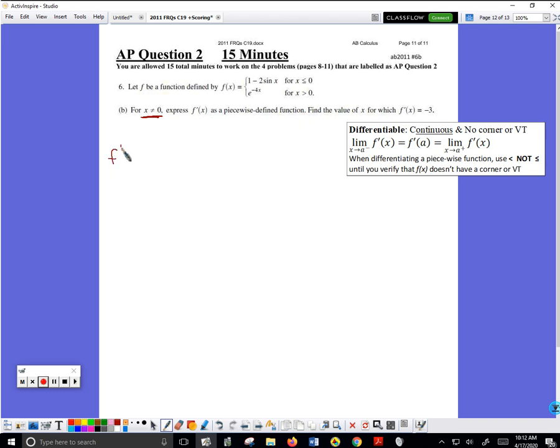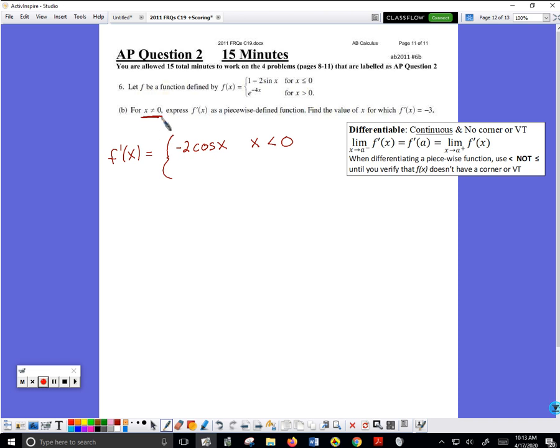So f prime, I take the derivative of each piece. The derivative of 1 would be 0. I have my little bracket here. I have a negative 2. That's a multiplying constant. I should have put Susie's circle on here. The derivative of sine is cosine. And that would be true for x less than 0. I'm not supposed to include x equaling 0.